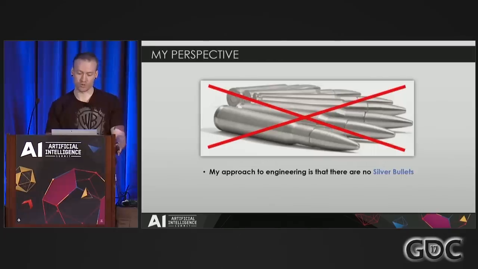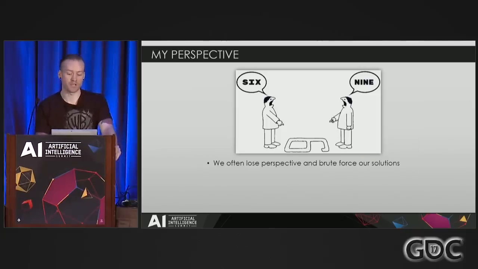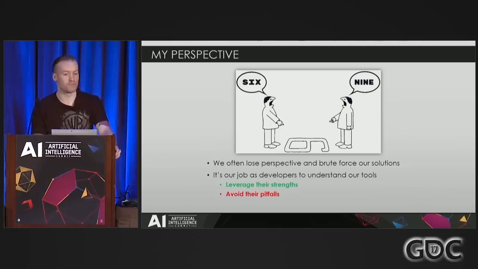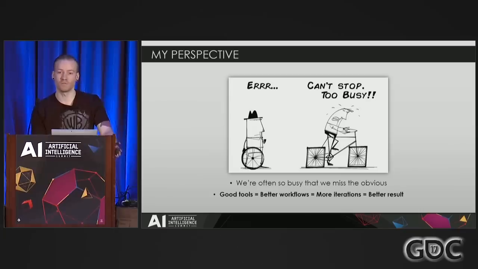As an intro to this, I just want to discuss my perspective on engineering. I don't believe in silver bullets. I believe that every technique, every approach we have has pros and cons. And in games especially, we tend to lose our perspective a lot, and we tend to brute force our solutions. It's our job to look at the tools we have and understand them deeply and understand where they work, where they don't, the pros and the cons. Also in games, we have this mentality of milestone-driven, goal-driven, feature-driven approaches where sometimes we lose sight of the bigger picture, chasing a small goal. In my experience, the better the tooling we have, the better the workflows, the more iterations we can do, and the better the end result is. And so to have good tools, you need to understand where the flaws are.